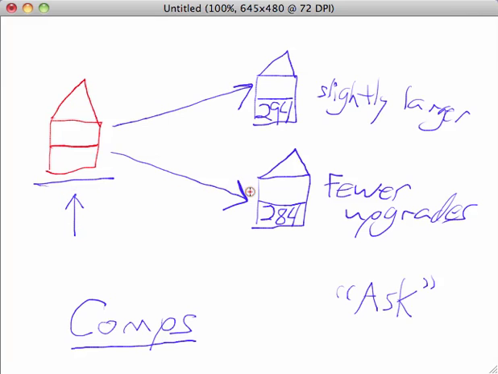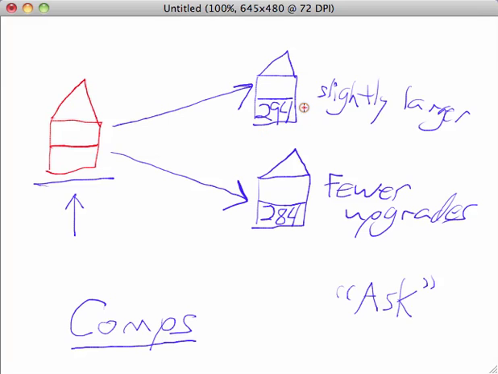So this house sold for $284,000 within the last month. This house sold for $294,000. This one is slightly larger than the target house. This one has fewer upgrades. So this is obviously a simplified scenario, but this is how comparable sales work. This is what real estate agents use when they're talking about comps, and it's how you can evaluate the seller's asking price.